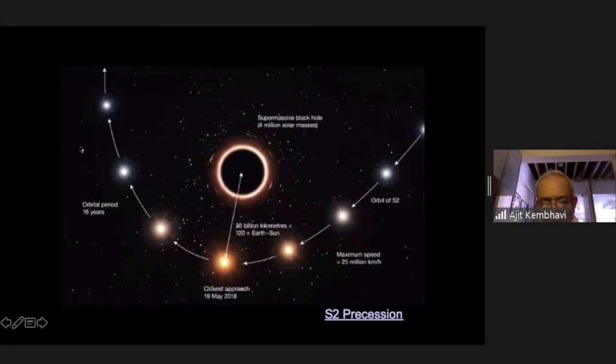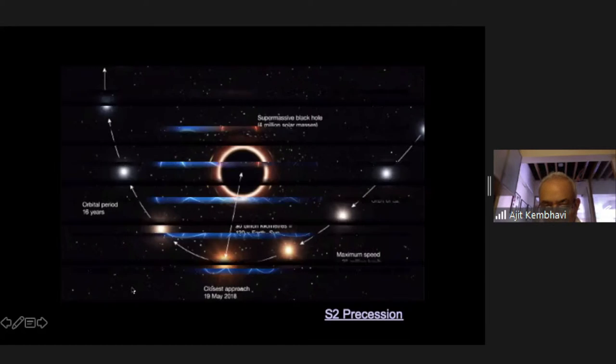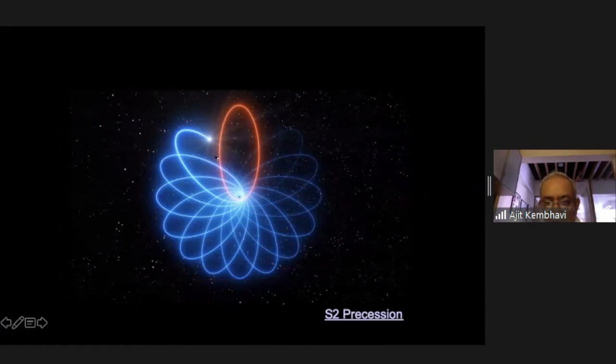is going close to it. And as it does so, in Newtonian theory, it will come back exactly on the same orbit, but according to Einstein's theory, the orbit will be precessing. So you can see that here. Right, so this is one orbit, and this is highly exaggerated, of course. As you can see, the precession here.